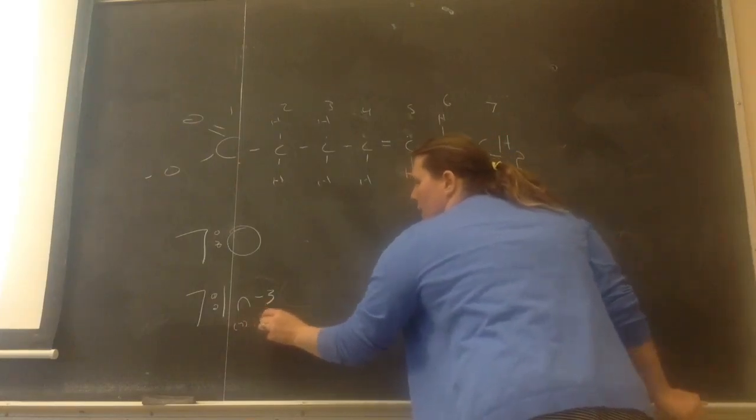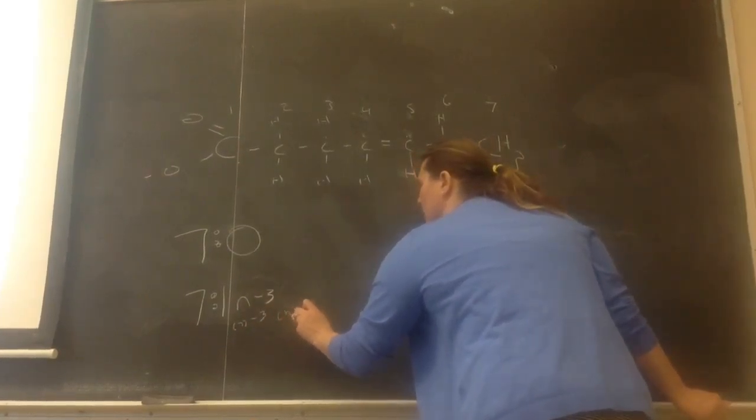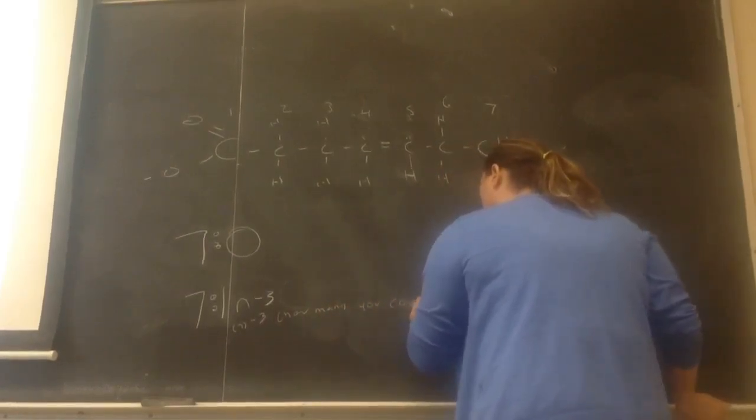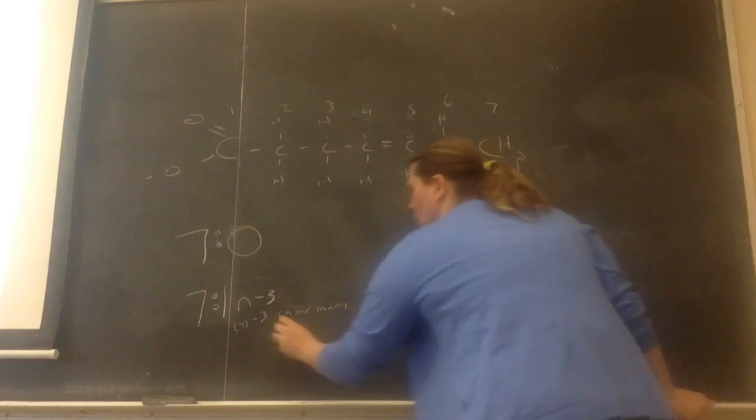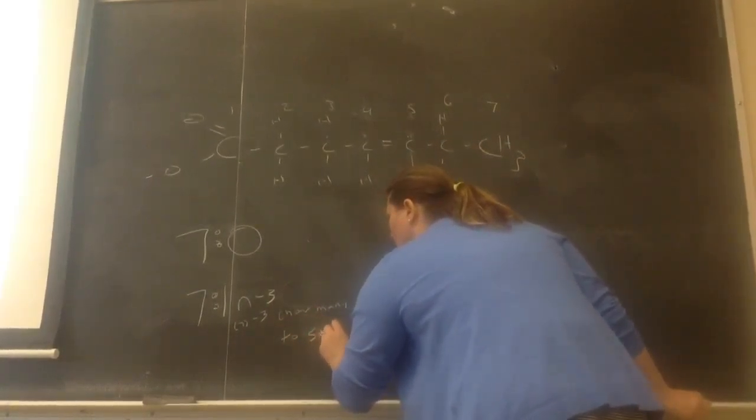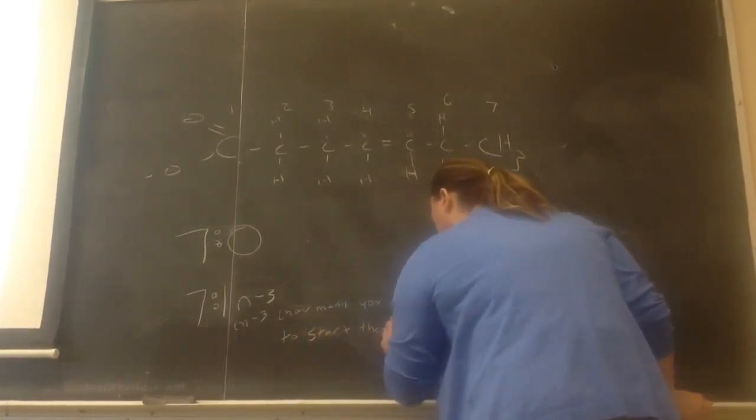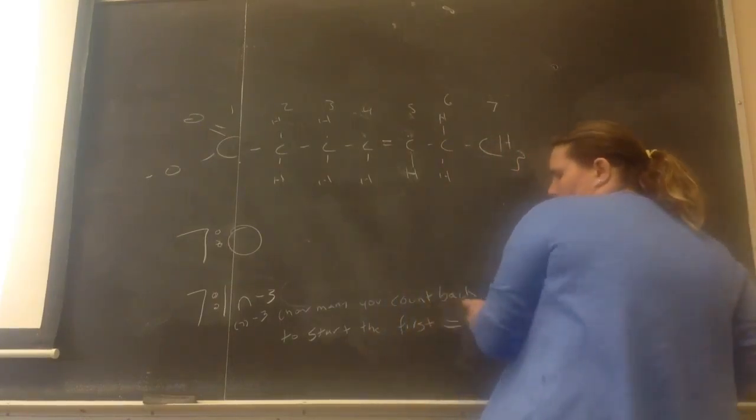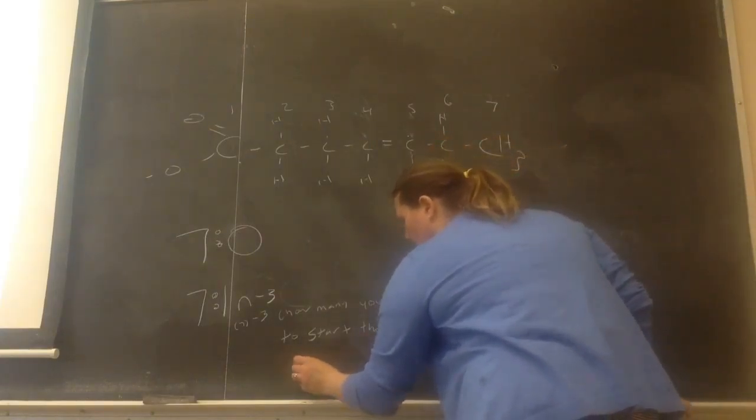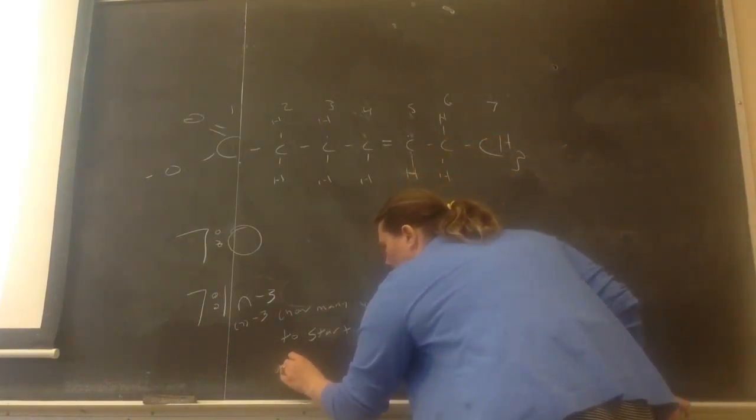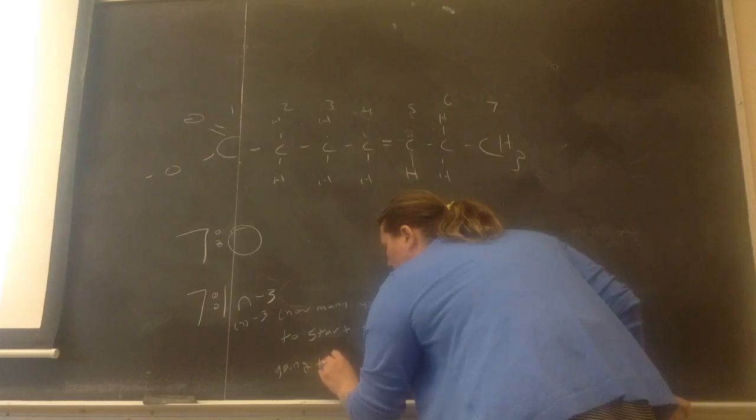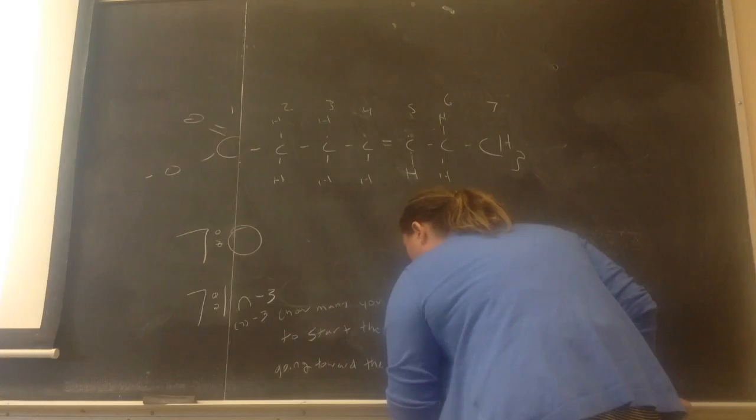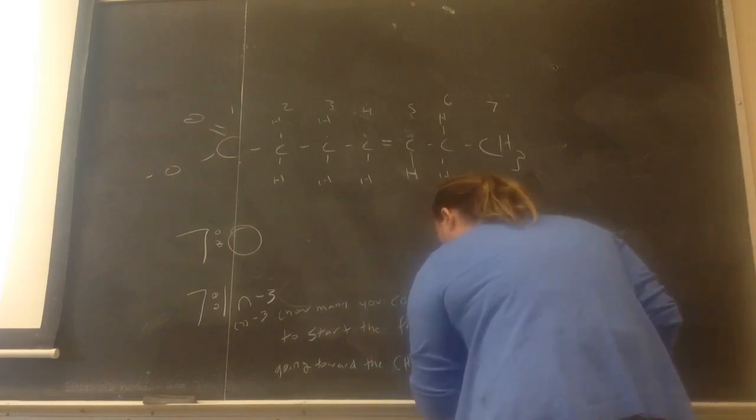This -3 represents how many you count back to start the first double bond, and I'll just abbreviate that as an equal sign. To start the first double bond going toward the methyl end. This is delta, is that what you said? No, this is N-, the IUPAC.